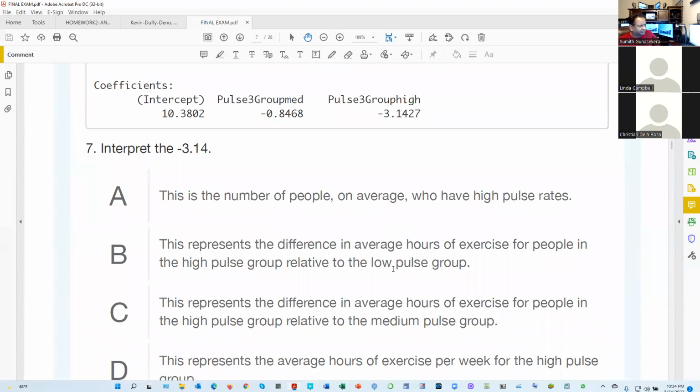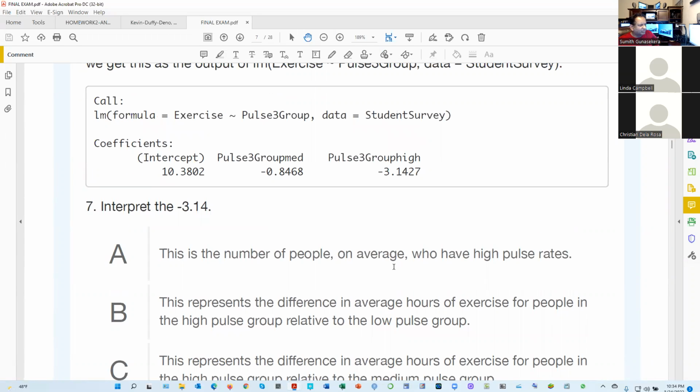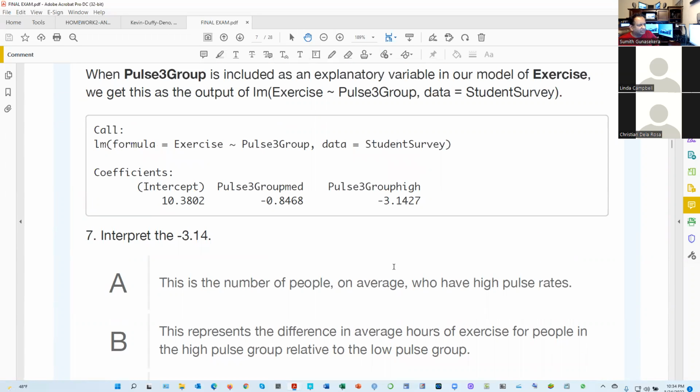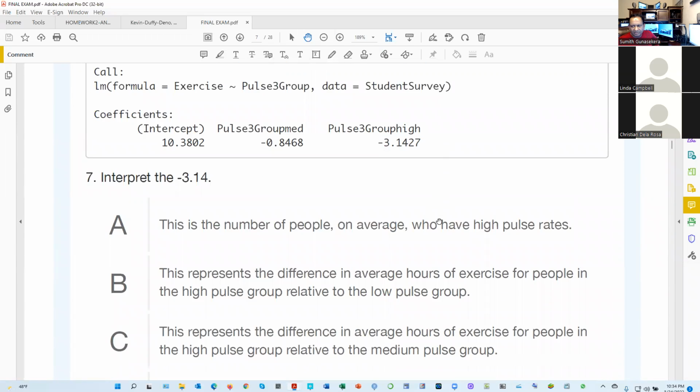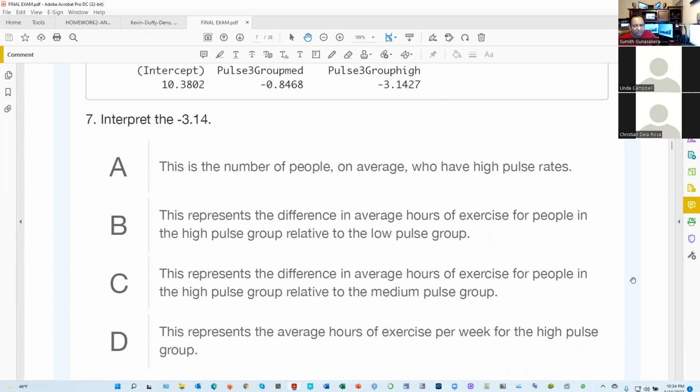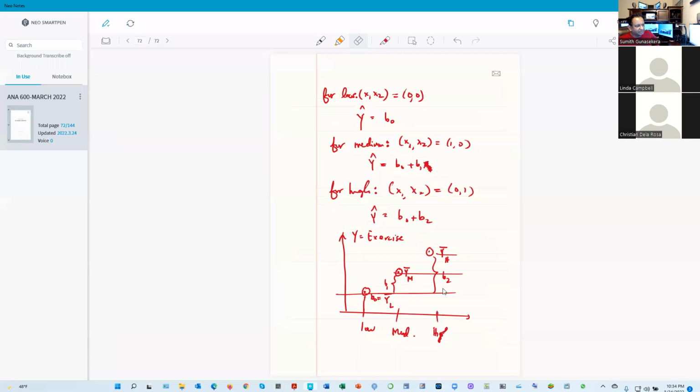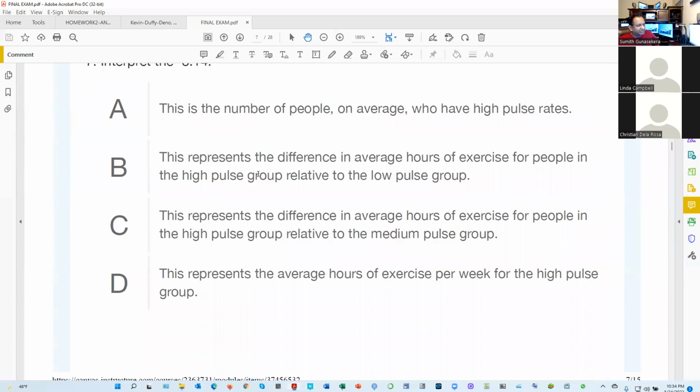Interpret the minus 3.14. Interpret this one. Yes, this represents the difference in average hours of exercise for people in the high pulse group relative to the low pulse group. I just mentioned that. It is low to high, not medium to high. Everything has been with respect to the low group.